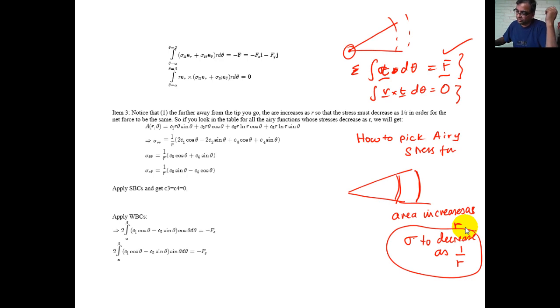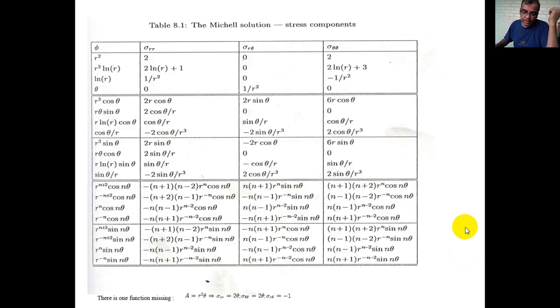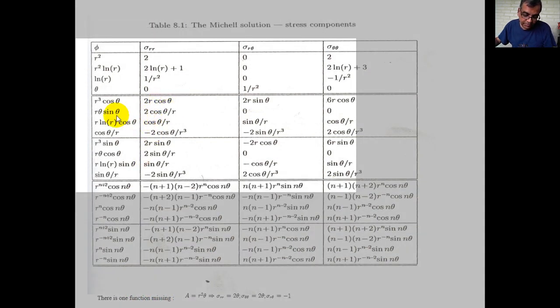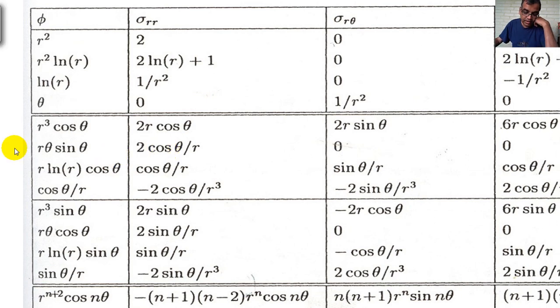So what are we going to do? We're going to go back up here and do a little bit of hunting. Okay, let's see if we can do this hunt. There, can you see? Or these things are not going to work. R squared gives you constants. R squared log r will give you log r. Hey, this looks good, but it's 1 over r squared. That's not going to work.